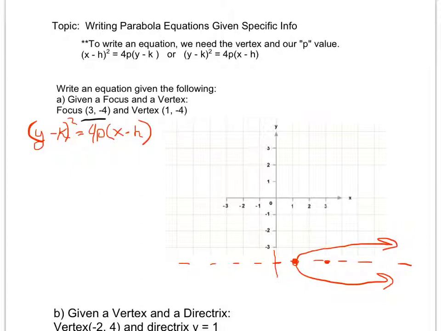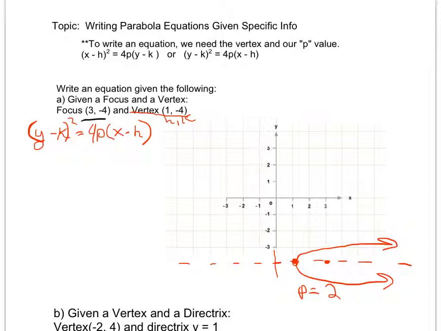So as I said, I have to find my vertex and my p-value. Well, lucky me, I was given my vertex, so I can go ahead and plug that in. That's my h comma k value. My p, remember, is always going to be the distance. You can think of it as one of two ways: the distance between your vertex and your focus, or between your vertex and your directrix. So in this particular example, I wasn't given my directrix. However, I was given my focus. So I can see based on my graph that I went from 1 to 3. Therefore, my p-value must be 2.